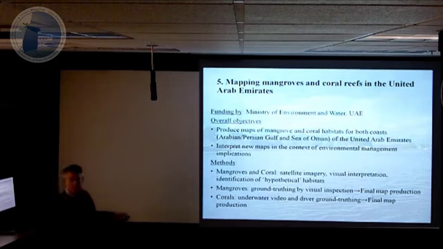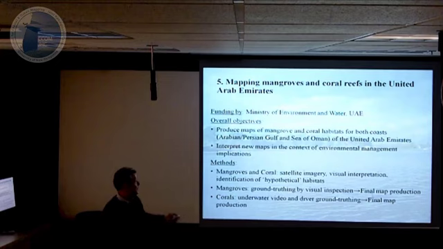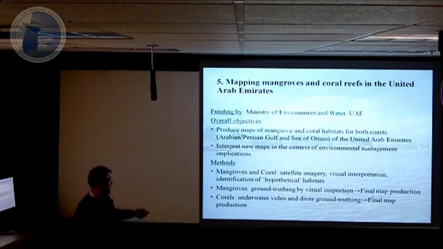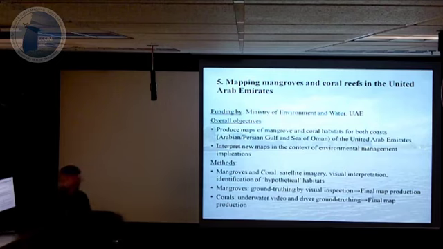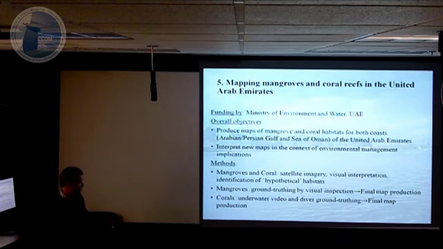And the important part, I think, is interpreting the maps, because the mapping could be done by a number of people, but interpreting in the context of environmental management implications, the team as a whole had a lot of experience in environmental management. Basically, all mapped with satellite imagery, visual interpretation, basically the way that it works, identification of hypothetical habitats, or the polygons are hypothetical. Then the video in this case was really the ground truthing component, because there's a lot of area to cover, and diver ground truthing, and then final map production.